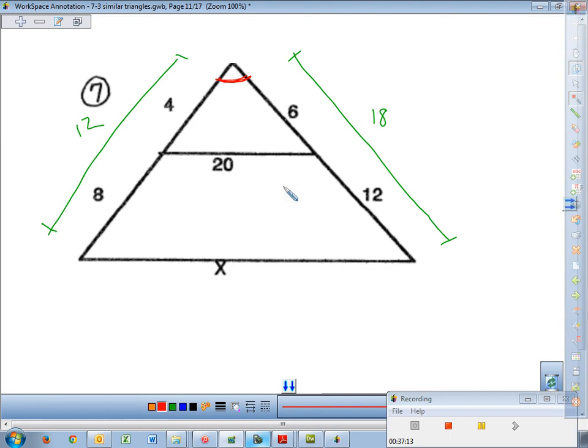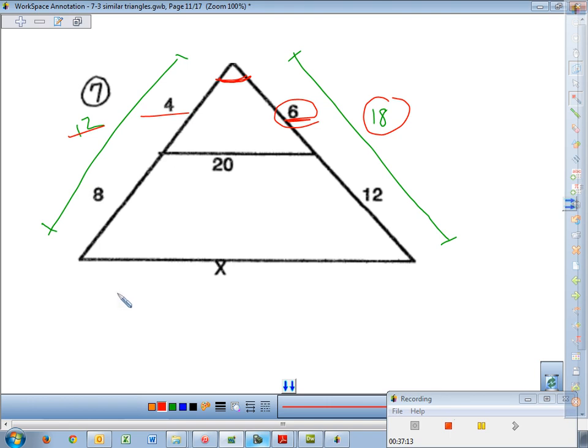That's still not enough. Just because it's possible to do side, angle, side doesn't mean that those corresponding sides are proportional. 18 over 6. Don't those correspond to each other? What do you got? 18 over 6. 3. 12 over 4. What do you got? So are these similar? So scale factor, what do you got for me?